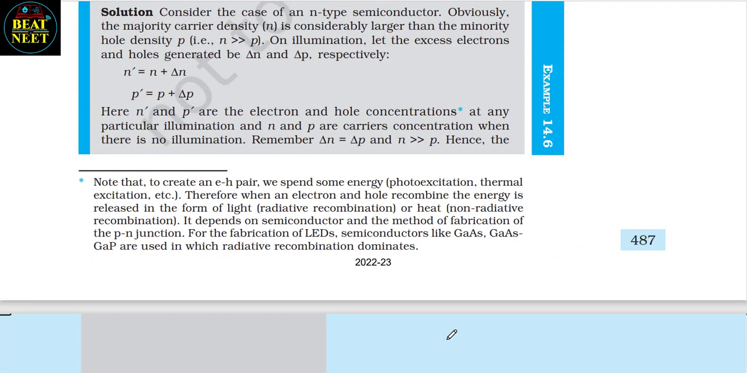Note that to create an EH pair, we spend some energy. Therefore, when an electron and hole recombine, the energy is released in the form of light, radiative recombination, or heat, non-radiative recombination. It depends on the semiconductor and the method of fabrication of the p-n junction. For the fabrication of LEDs, semiconductors like GaAs and GaP are used, in which radiative recombination dominates.